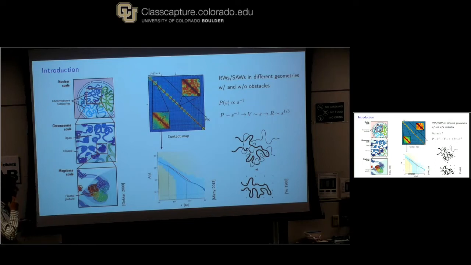The idea of the project was to try to recover some of the features of P of S with a very simple model, where we model the polymer with a self-avoiding random walk in different geometries and with different obstacles, and try to find what the scaling of P of S is. In particular, we know that in this mesoscopic region we get dense packing, where P goes like S to the -1. That corresponds to extensive scaling of volume with length of polymer, in turn subdiffusive scaling of the distance with the genomic distance. So we'll try to recover that using different geometries and constraints.